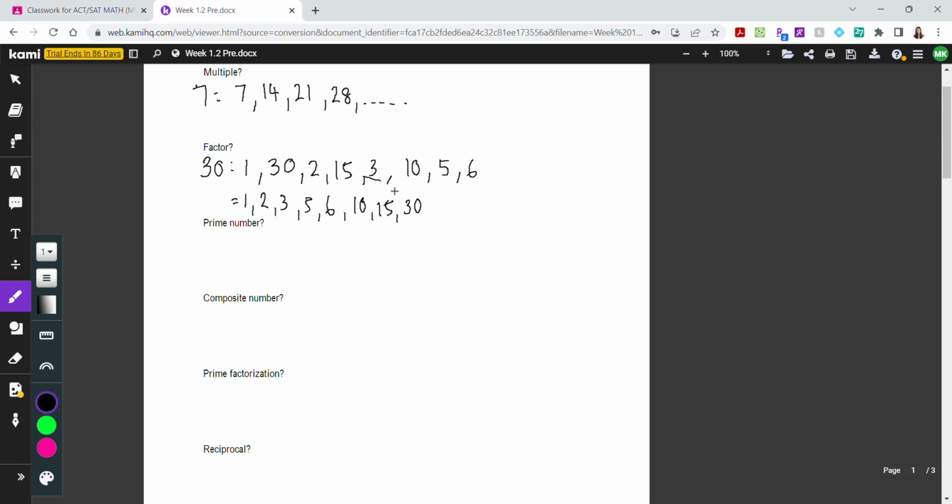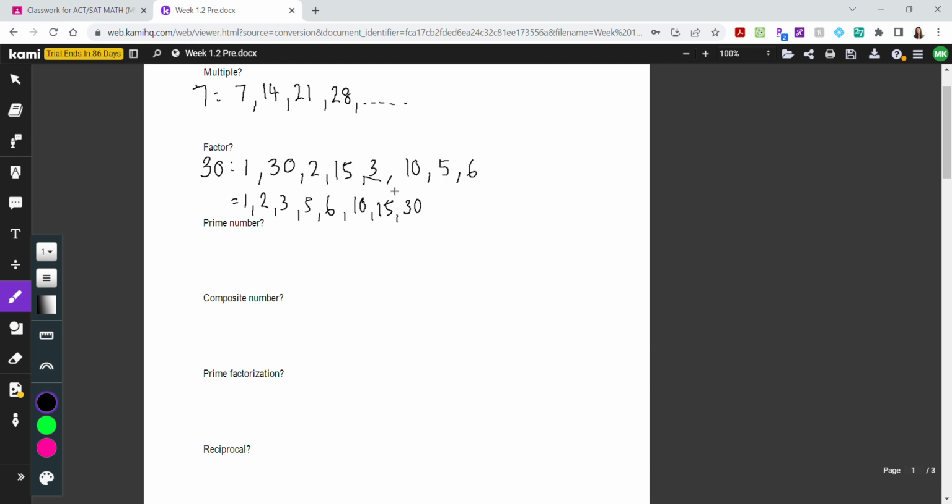Now on to the next thing, prime numbers. A prime number is a whole number that has exactly two factors only, 1 and itself. That means it cannot be divided by any other number. If you've noticed, 2 is the only even number that is prime, because any other even numbers like 4, 6, 1000, 2000 can all be divided by 2. That's why they're not prime numbers.